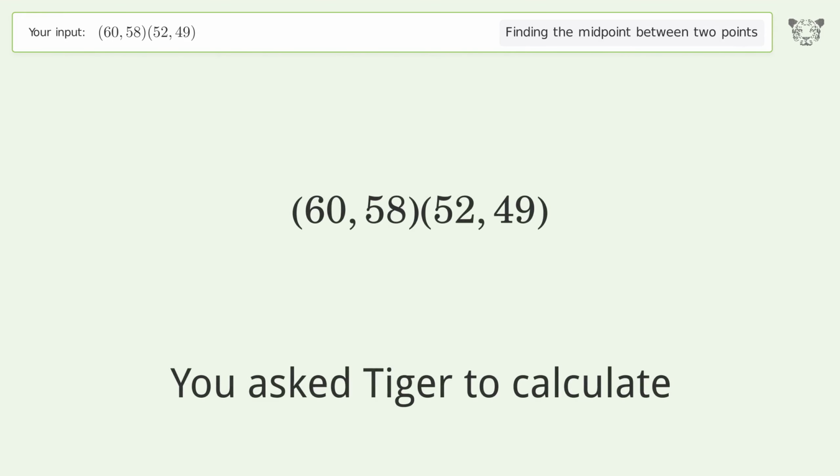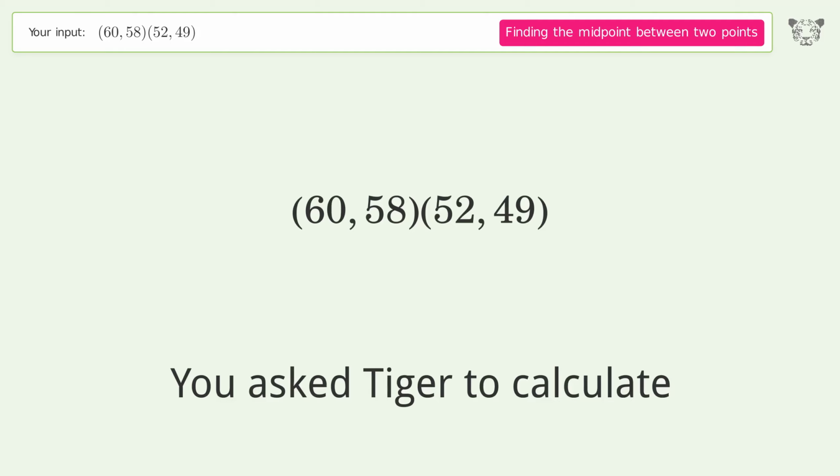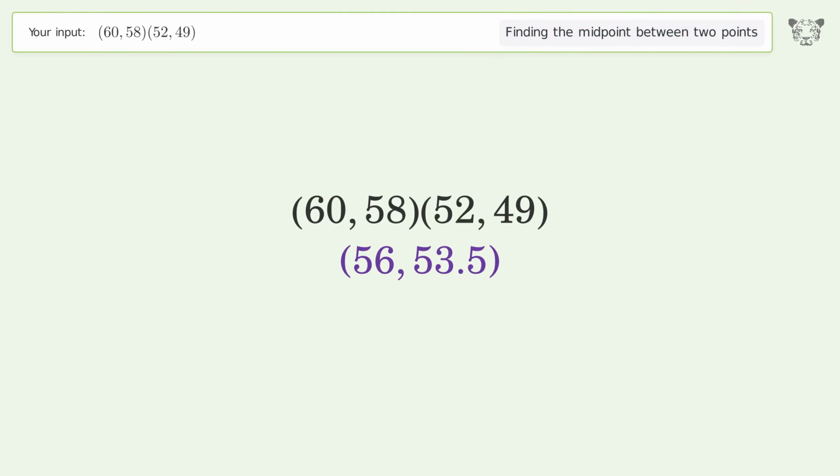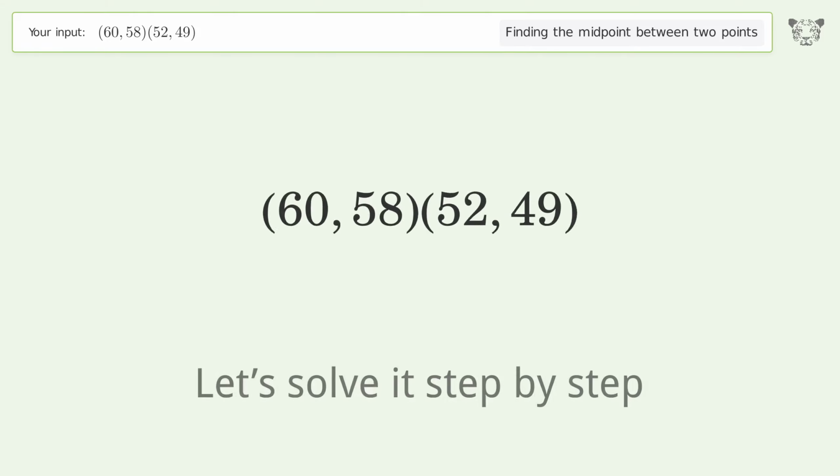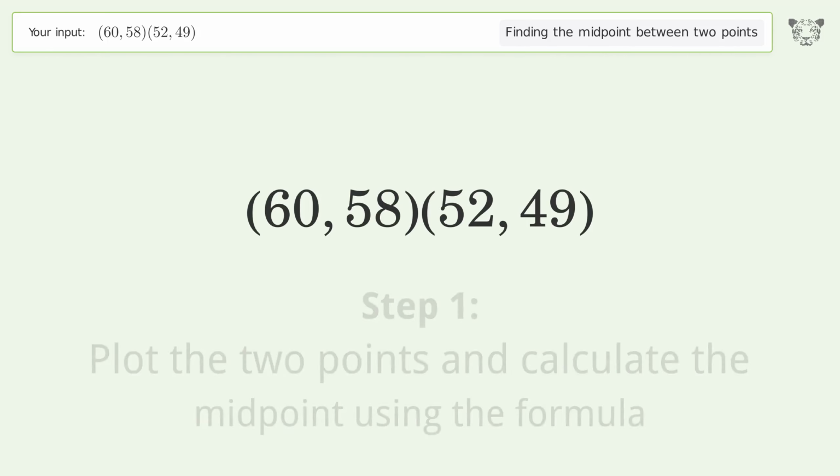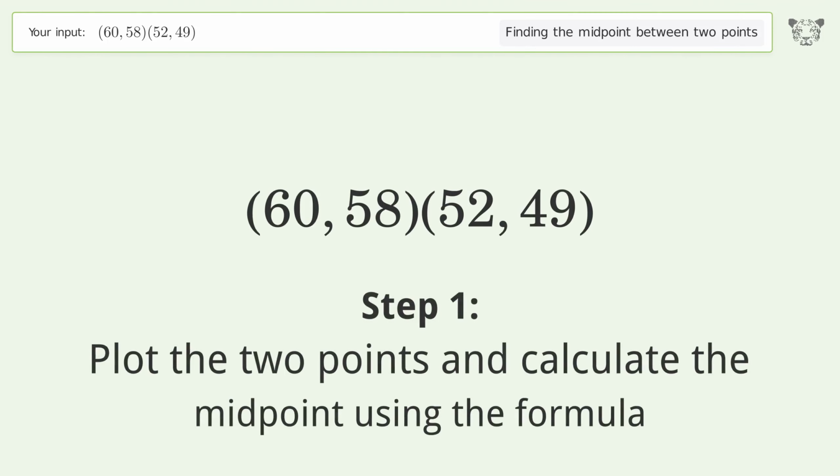You ask Tiger to calculate. This deals with finding the midpoint between 2 points. The midpoint between the 2 points is 56, 53.5. Let's solve it step by step. Plot the 2 points and calculate the midpoint using the formula.